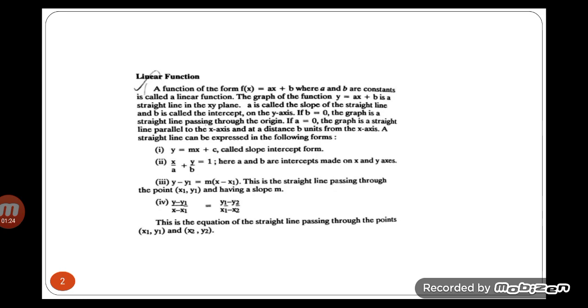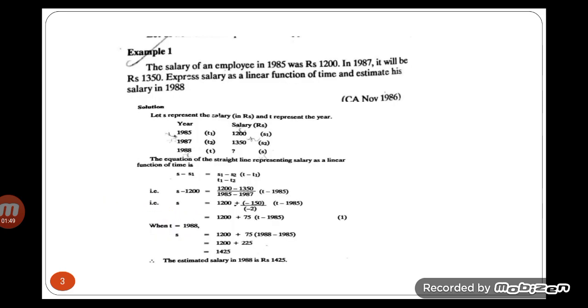If the straight line is passing through a single point and a slope, then the equation is of the form y minus y1 equal to m into x minus x1. If the line is passing through 2 points, then the linear equation will be (y minus y1) by (x minus x1) equal to (y1 minus y2) by (x1 minus x2).